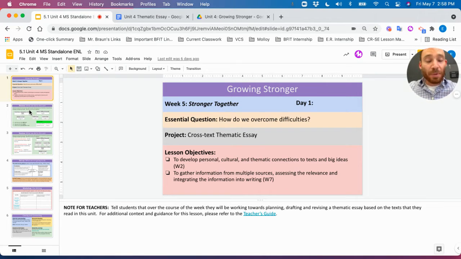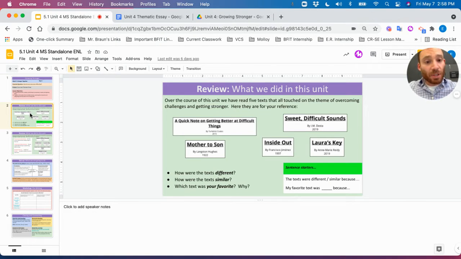This is an excellent opportunity for our ENL students to build up their writing skills that will come into play in their future English classes as well as in their content classes. It's a good time to review some of the stories they've read in the previous weeks of this unit.